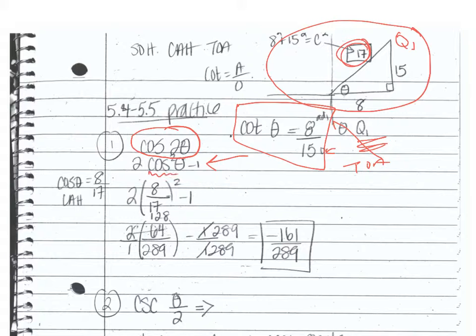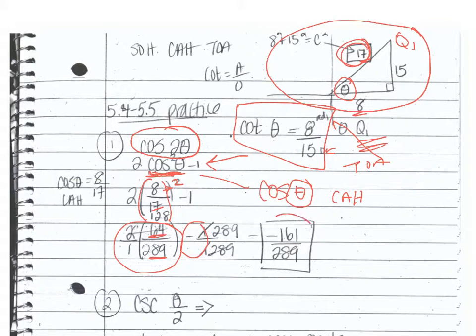So remember, when you're plugging in right here, when it says cos theta squared, when you say cos theta, you're saying what's the ratio. So given this angle, if cos is adjacent over hypotenuse, then adjacent is 8, hypotenuse is 17, so you plug that in right here. You then square it. So 8 squared is 64. 17 squared is 289. You then multiply that value by 2. You subtract it from 1, create common denominator, and you get negative 161 over 289.